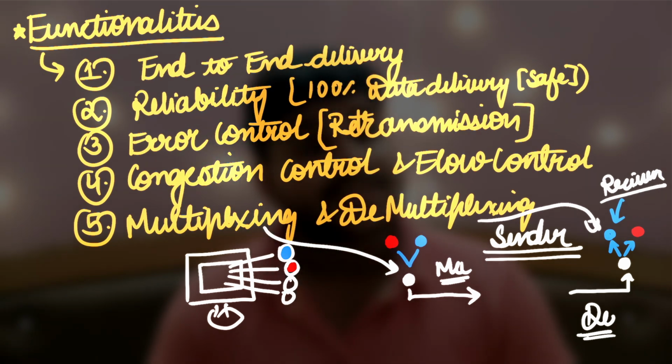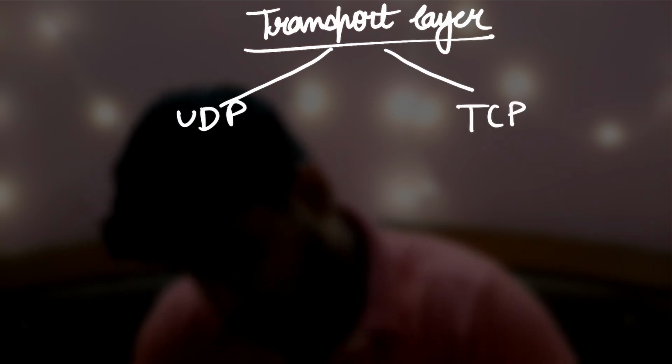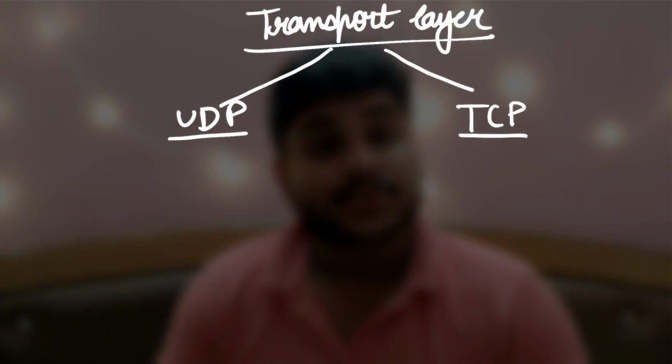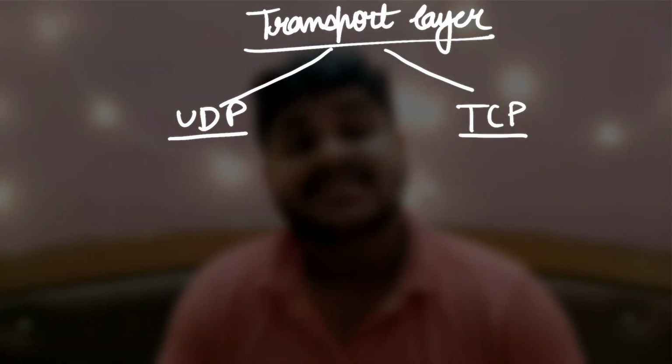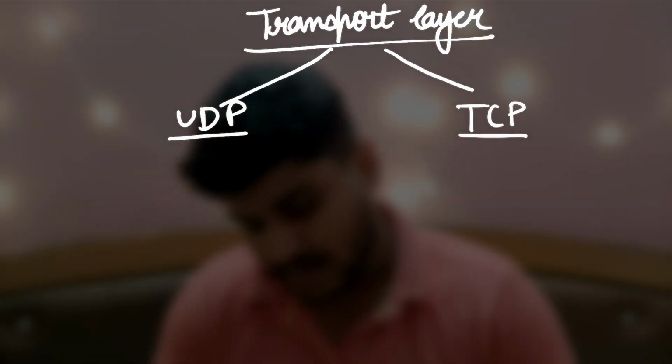Hopefully you were able to understand all the functionalities of the transport layer. Now let us talk about the services of the transport layer. There are two major protocols under the transport layer. So let us talk about that. We have UDP and we have TCP. UDP is User Datagram Protocol and TCP is Transmission Control Protocol.